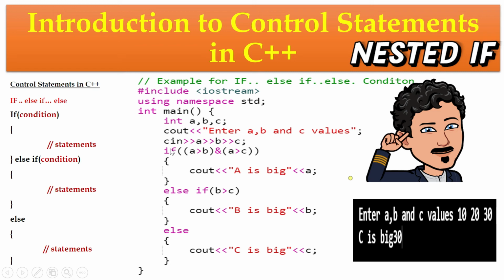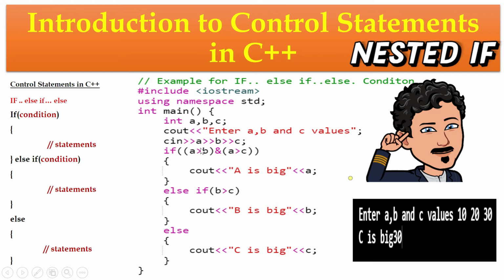And again I'm going for the if condition. This time I'm going to use two conditions at a stretch, or at a time. A is greater than B and A is greater than C. If both conditions are true, this part, that is, I'm going to print "A is big." When A is greater than B as well as A is greater than C, both conditions are true.